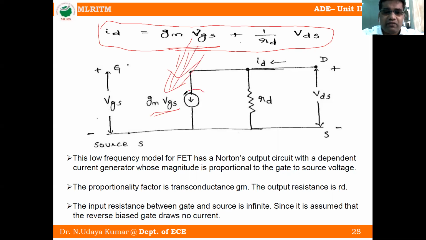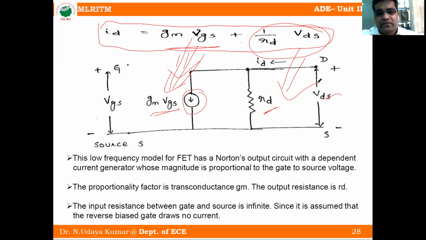So this symbol we call a dependent source. And 1 by RD into VDS. So this is R and this is the VDS value. So we write this term as RD into VDS.